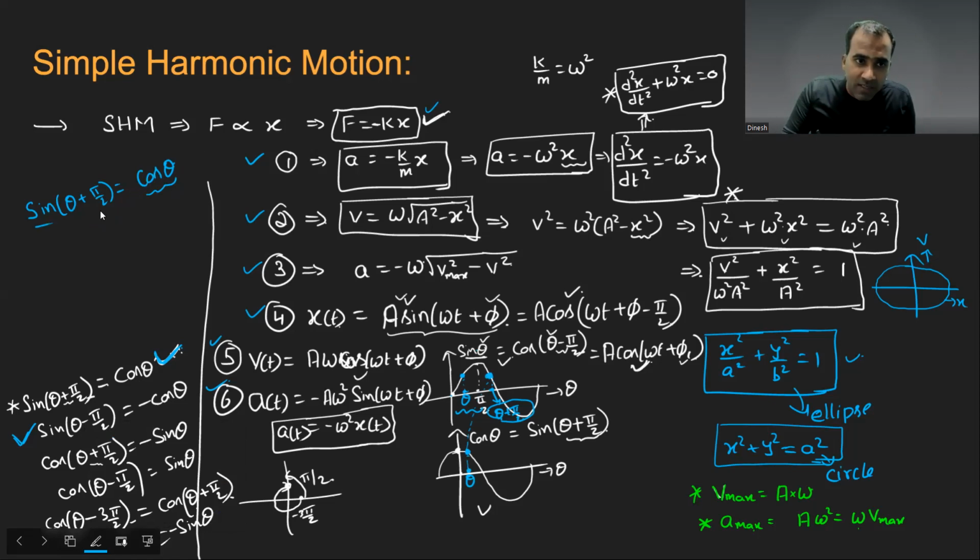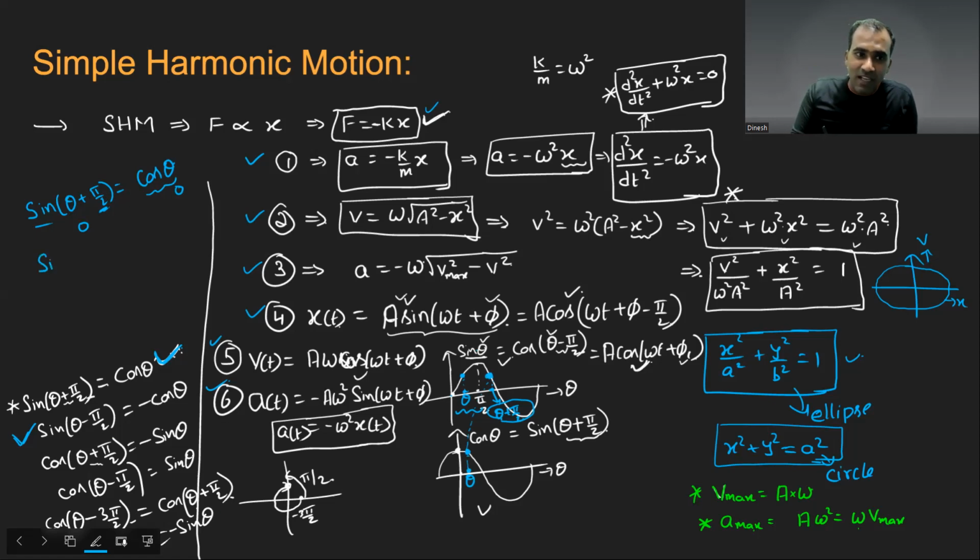Sine becomes cos when there is a plus or minus pi by 2. Now tell me this. We put theta equal to 0 on both sides. Now it becomes sine of 0 plus pi by 2. What is it? 1 only, no? Cos of 0 is also 1. Matching, no? Perfect. So there's a plus sign.